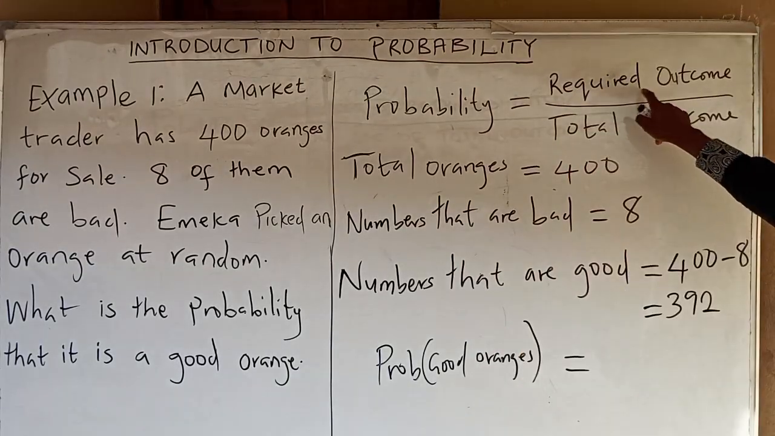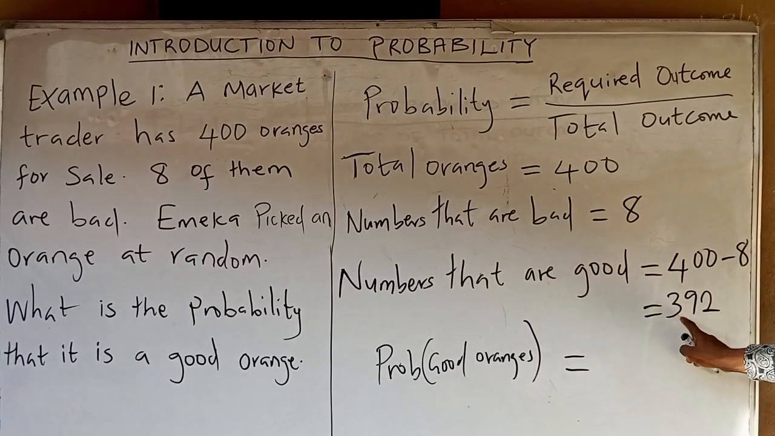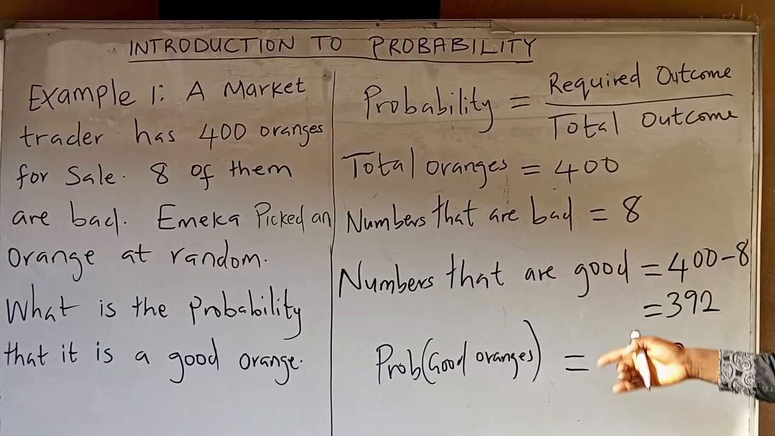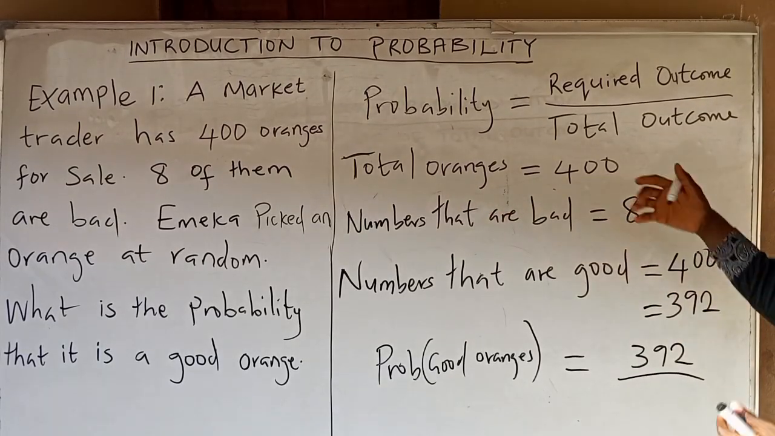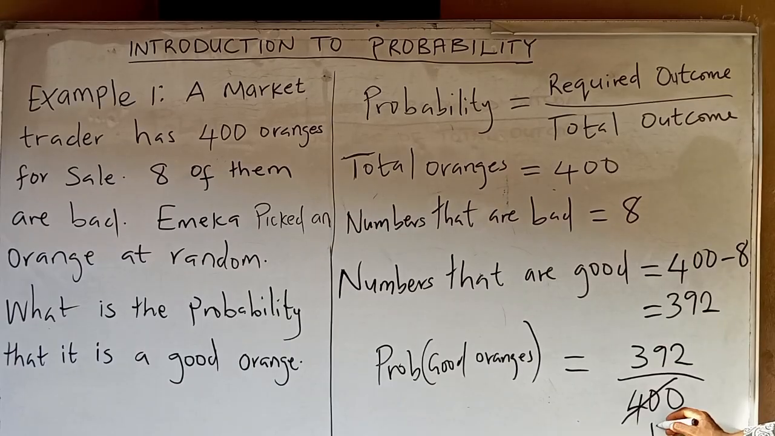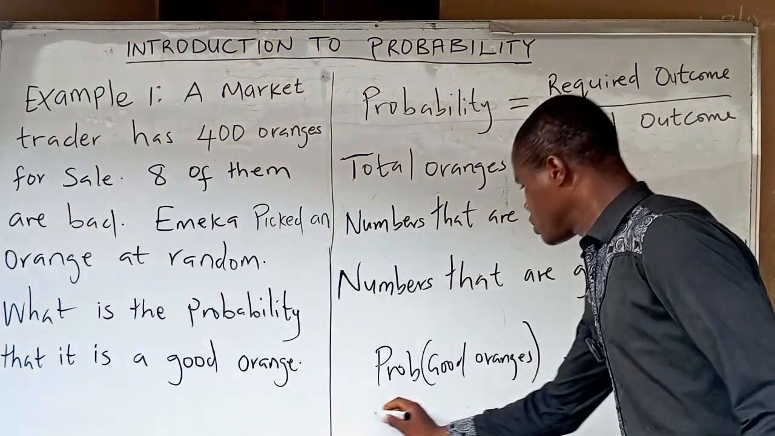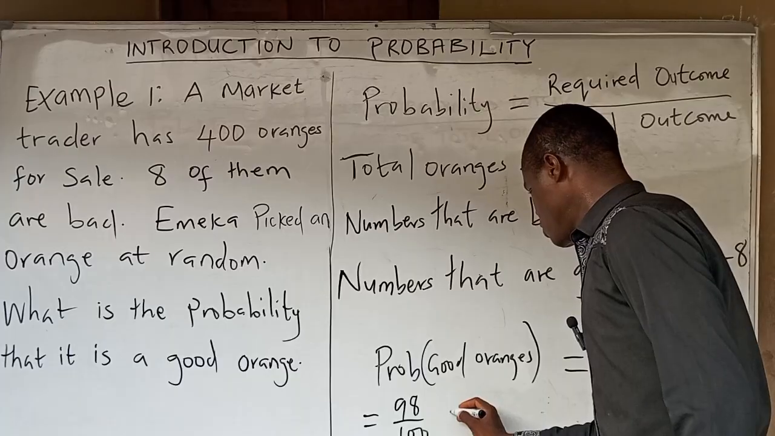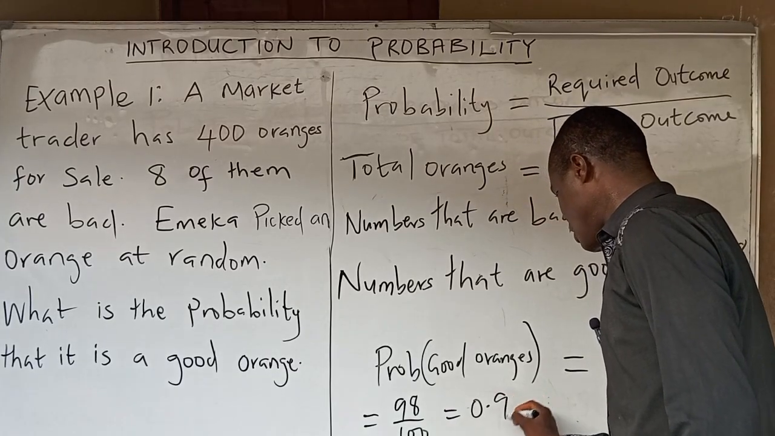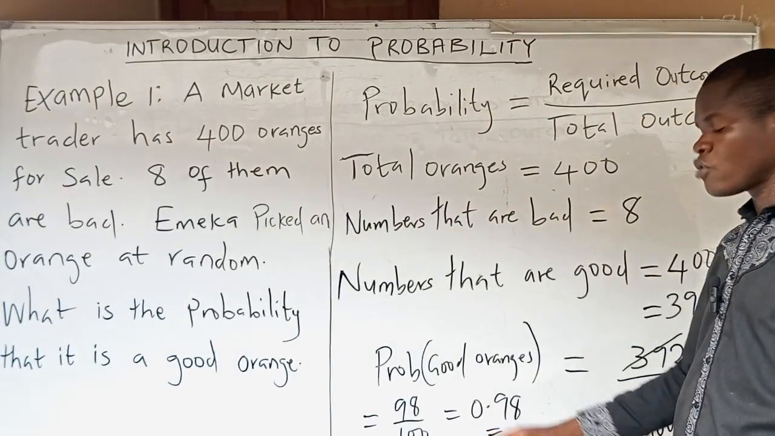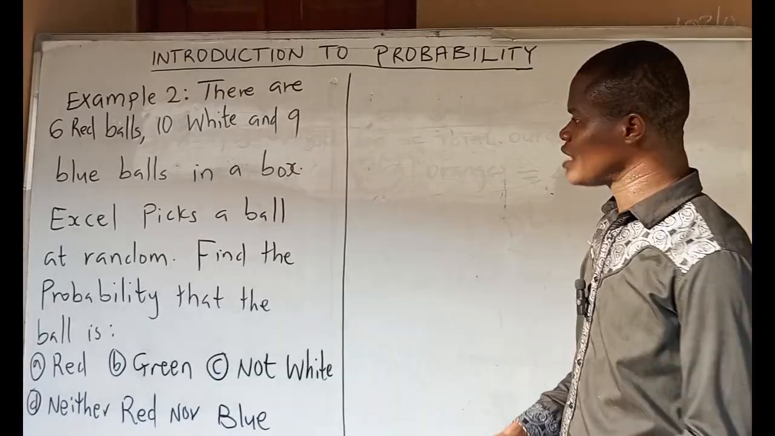oranges. So our required outcome is the numbers that are good, which is what? 392. 392 divided by our total outcome. Total outcome is total oranges, which is 400. 4 go here, 100. And 4 go here, 98. So this is equal to 98 divided by 100. So this will give us 0.98. That means that the probability of getting a good orange is 0.98.